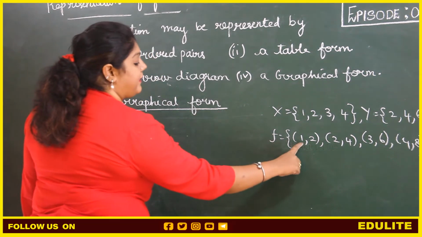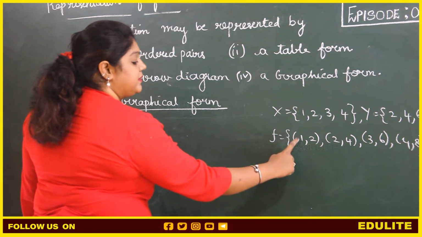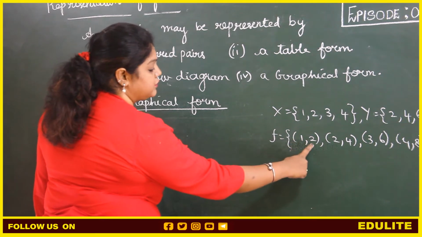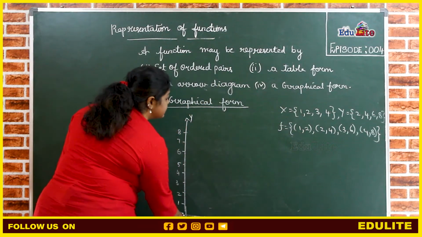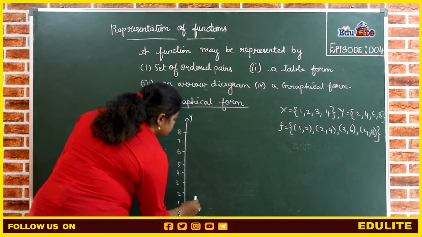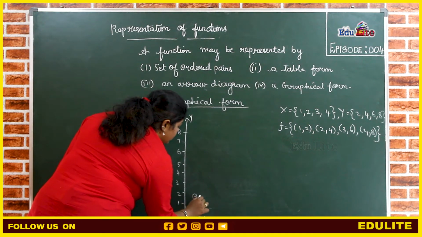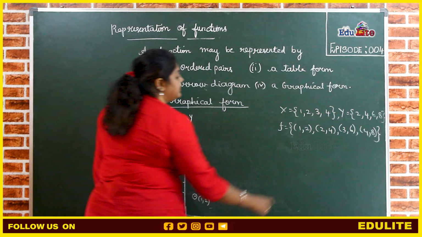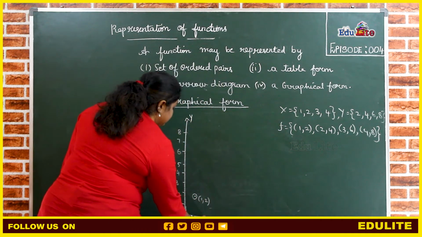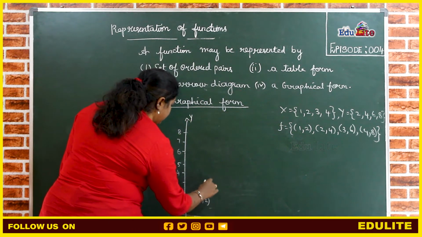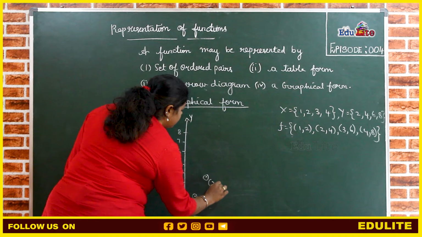So the first pair represents 1, 2, which means this is the position of x and this is the position of y. In the x-axis it is 1 and in the y-axis it is 2. So we have to plot the point here at 1, 2. Next point is 2, 4. 2 at x and 4 at y. So it will come around here, which is 2, 4.